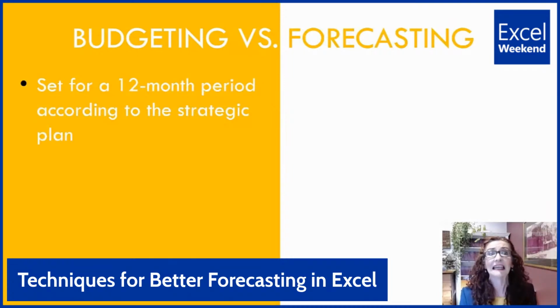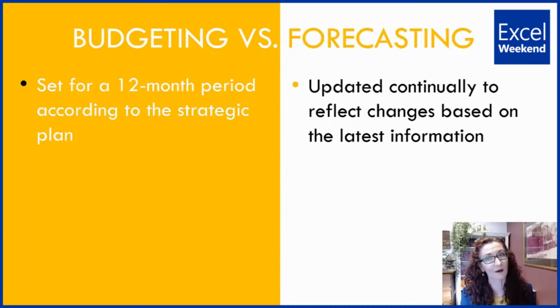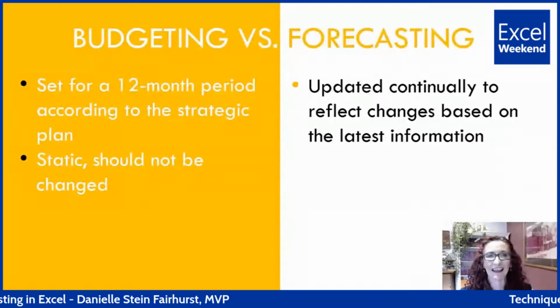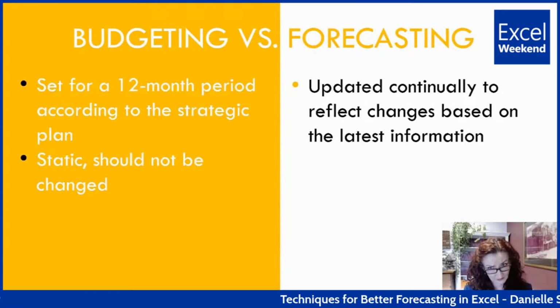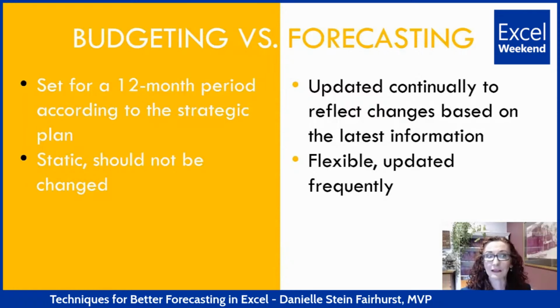So budgeting is set for a 12-month period according to the strategic plan. So a budget is generally this enormous project, and it's a very, very slow and detailed model if you're building it in Excel. A forecast, however, is updated continually, and it's about reflecting changes that are based on the latest information. A budget is generally static. The budget is the budget is the budget, and the budget doesn't change. Whereas a forecast is flexible and it's updated frequently.